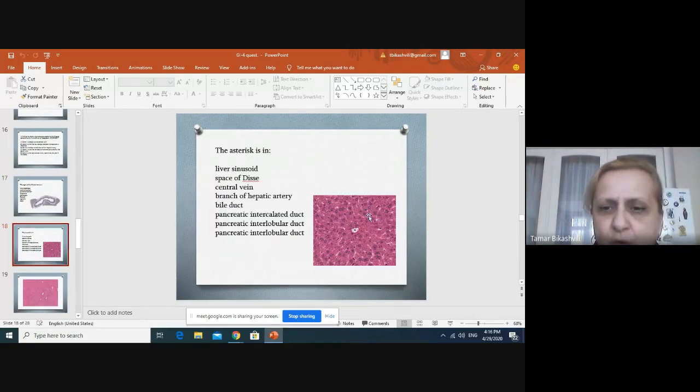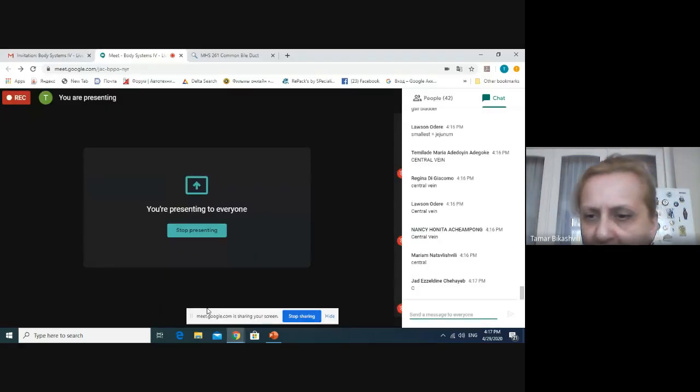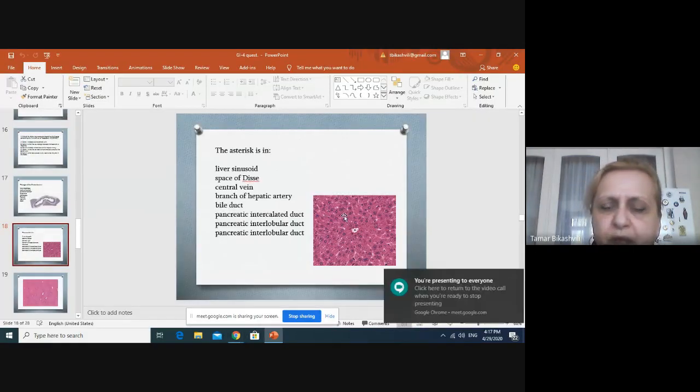Next, so what is indicated here? The asterisk is in: liver sinusoid, space of Disse, central vein, branch of hepatic artery, bile duct. Of course, it's not the pancreas, yes, into the center. C, of course, is the central vein. Yes, into the center is the central vein.